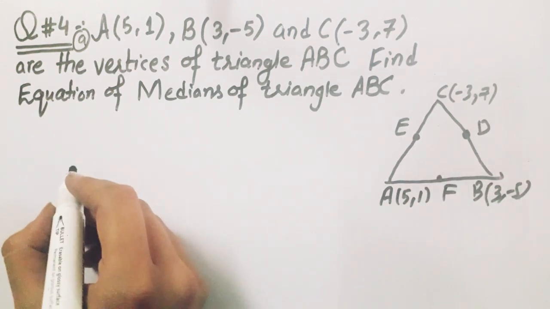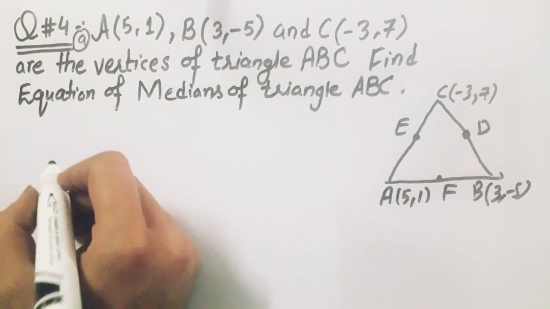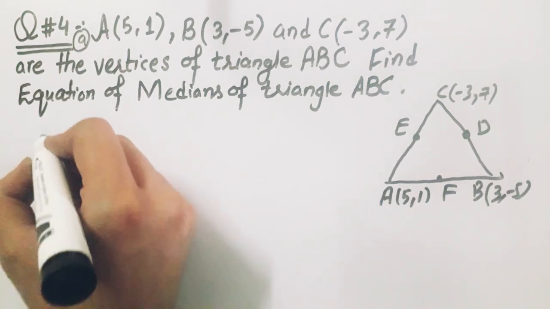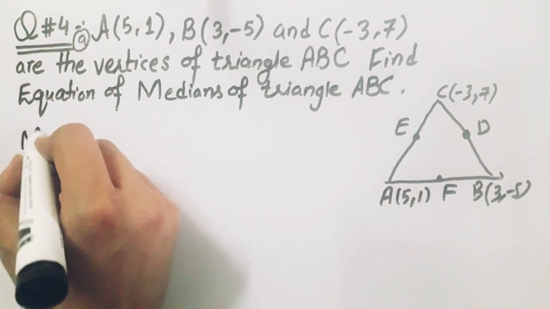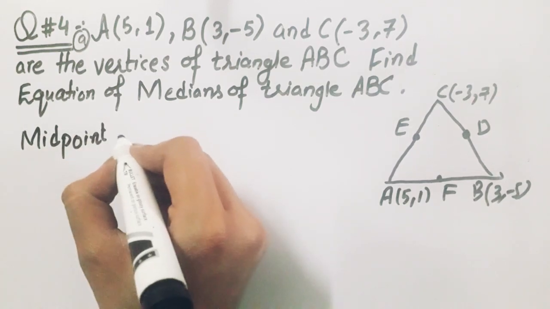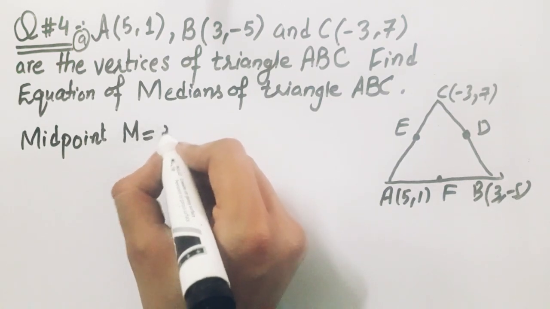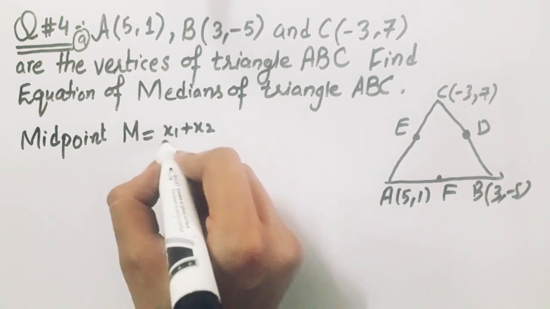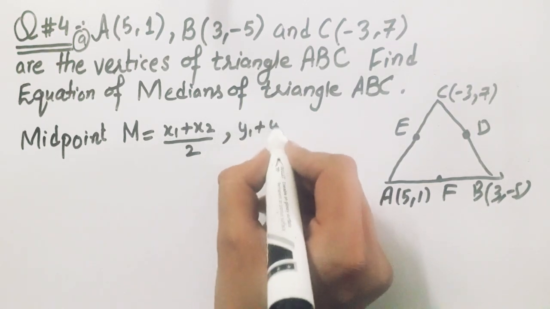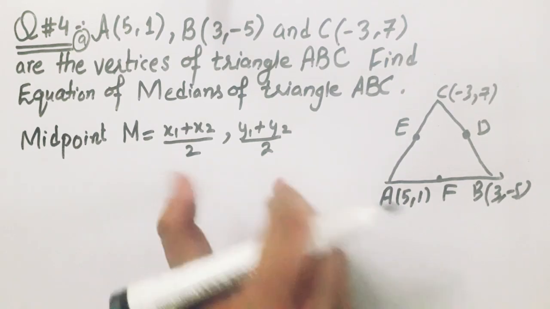Now first of all, I will discuss two important formulas to find the midpoints and the equation, so you will easily solve this question. So the midpoint is always equal to x1 plus x2 divided by 2 and y1 plus y2 divided by 2. This is the formula for midpoint.